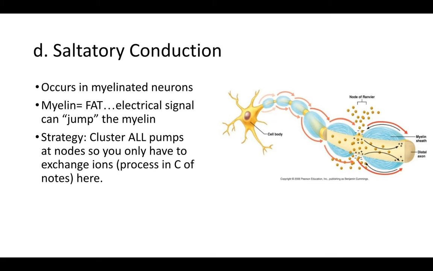And so this bullet here that you wrote down, the strategy is to cluster all of those protein pumps at the nodes so that you only have to do the exchange, which was detailed in process C of your notes, at these small spots. Ultimately, the result is that the nerve can conduct an action potential much faster than if it had to exchange ions all the way down the full length of the axon. So saltatory conduction is what's going on in myelinated neurons that ultimately leads to that neuron being able to conduct an action potential really quickly.